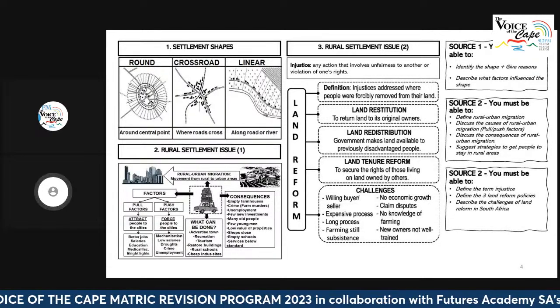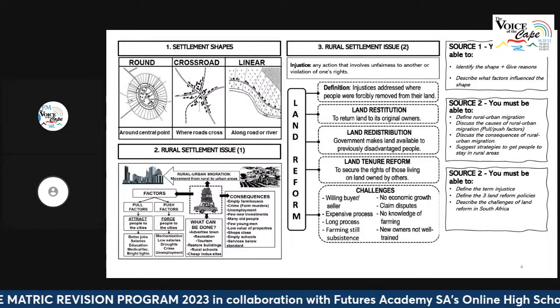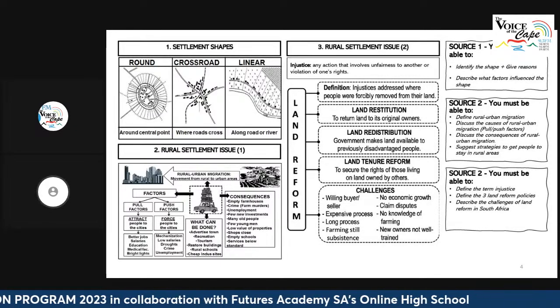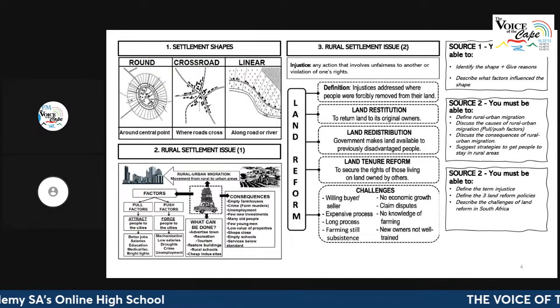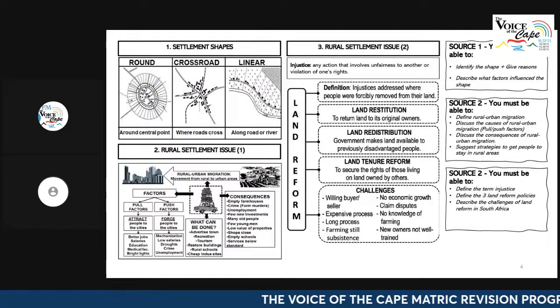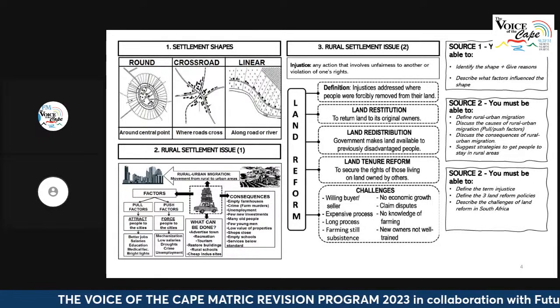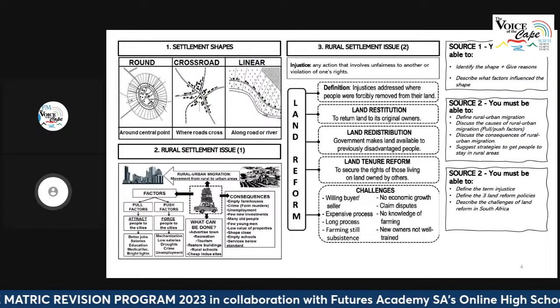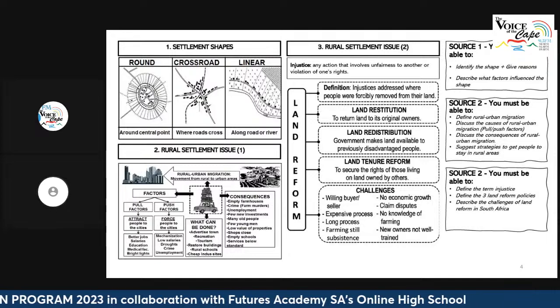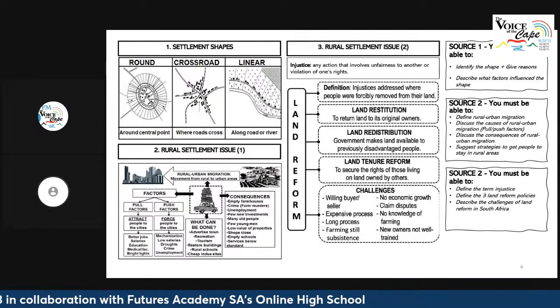Now, how exactly do they gain back their land again? By the government enforcing land reform. The first one is land restitution, where the land is given back to its original owners. Land redistribution means the government makes land available to previously disadvantaged people. And the last part of it is land tenure reform. That means to secure the rights of those living on the land owned by others.